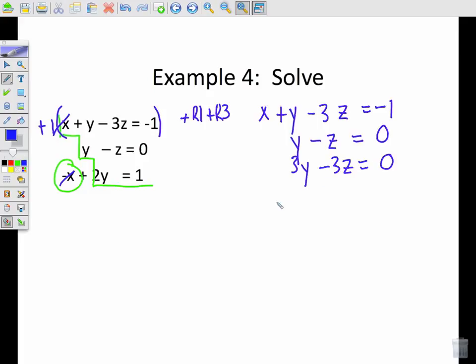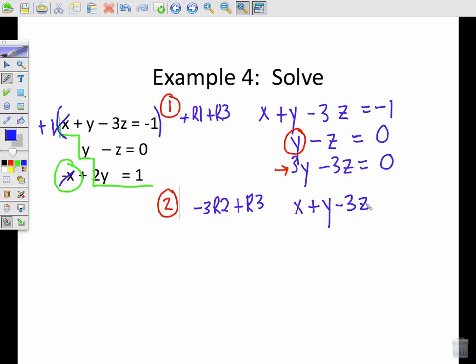Now what we're going to do is use the y here so that we can eliminate 3y. So that was our first step. So step 2 would be to take negative 3 times row 2 and add it to row 3. All right, your first equation doesn't change at all. Our second equation doesn't change.